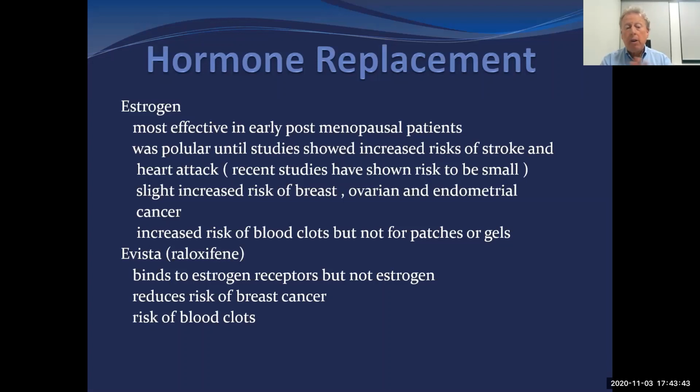There is a medicine also called Evista, which binds to estrogen sites and sort of mimics estrogen, but it's not estrogen. And some of it may reduce your risk of breast cancer. It still has a risk of blood clots, though. And it's used by some people. It's not as popular as some of the other osteoporotic treatments, but it is out there. So in case you hear about Evista or raloxifene as a treatment option, you'll know why.